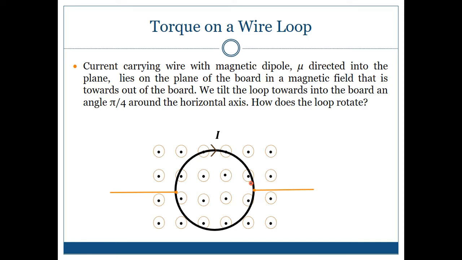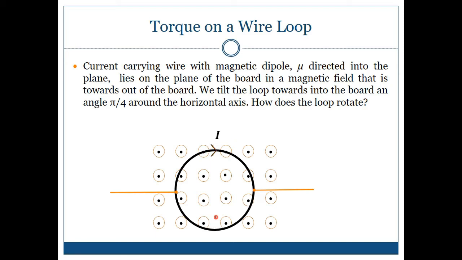So, continuing the question, see what we understand from the question. We tilt the loop into the board, an angle pi/4 around the horizontal axis. How does the loop rotate? Since the question says that we can tilt the loop around the horizontal axis, this is where the pivot points should be, rotating freely around this horizontal axis. We're tilting this end into the board.